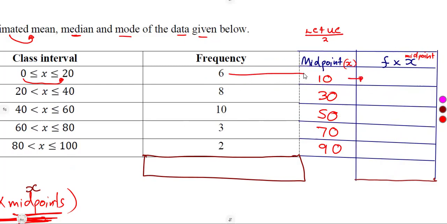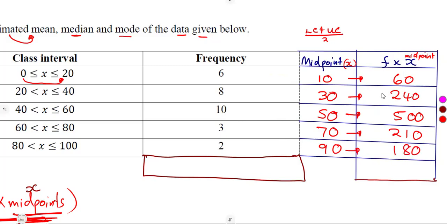So that's 6 times what? Times 10. So that is going to give us 60. 8 times 30, which is going to give us 240. All right, 10 and 50, which is going to give us 500. 3 and 70, which is going to give us 210. 2 and 90, which is going to give us 180. That is the product.